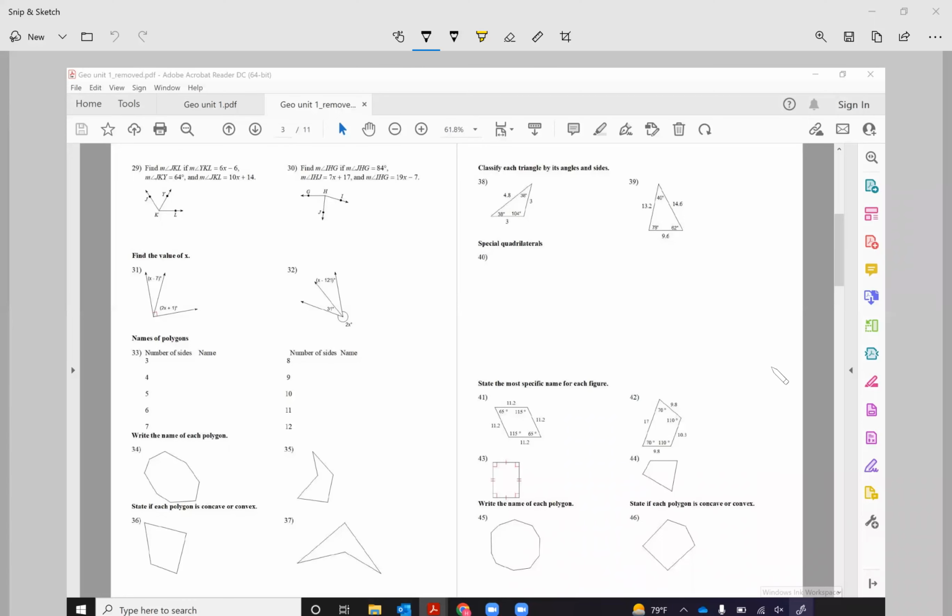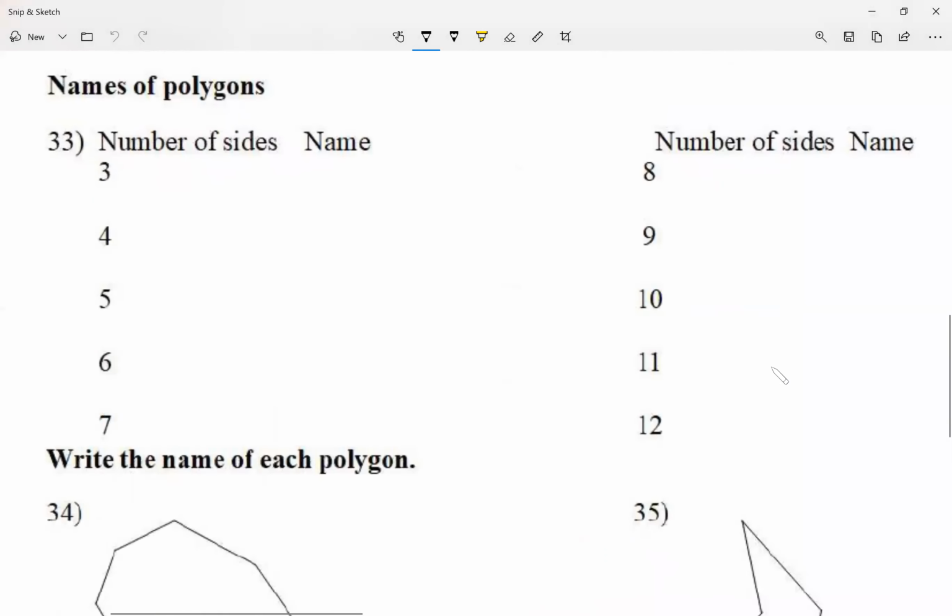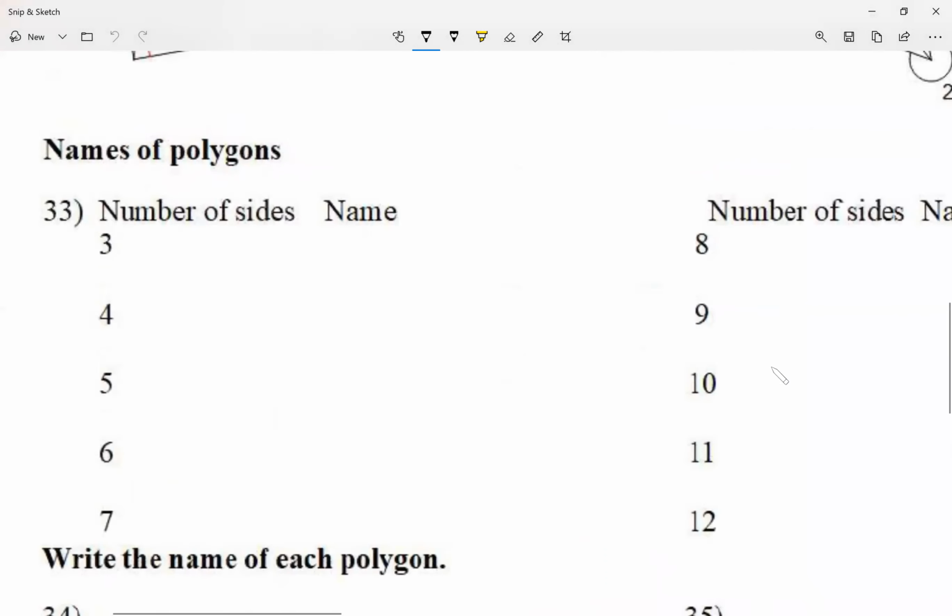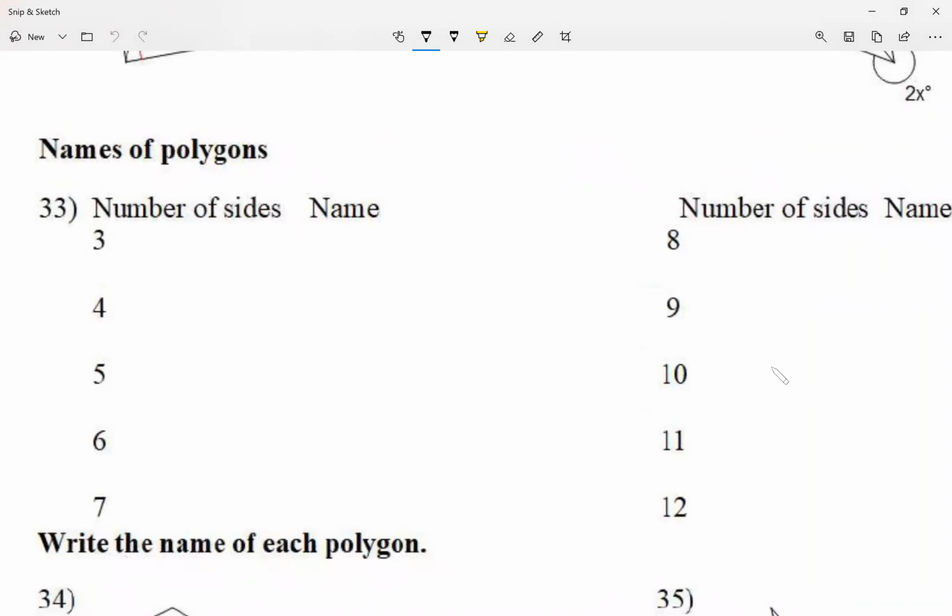All right, this week we're going to start with polygons. Now, we're going to be working questions 33 through 39. Now, let's talk about what's a polygon.